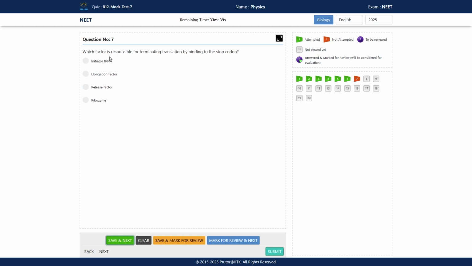Next question. Which factor is responsible for terminating translation by binding to the stop codon? Okay, translation is what? Through translation, proteins are produced from the mRNA. Okay, mRNA is translated into proteins. So what is the name of the factor? Initiation transfer RNA, elongation transfer RNA, release factor, or ribozyme? What is the correct answer?